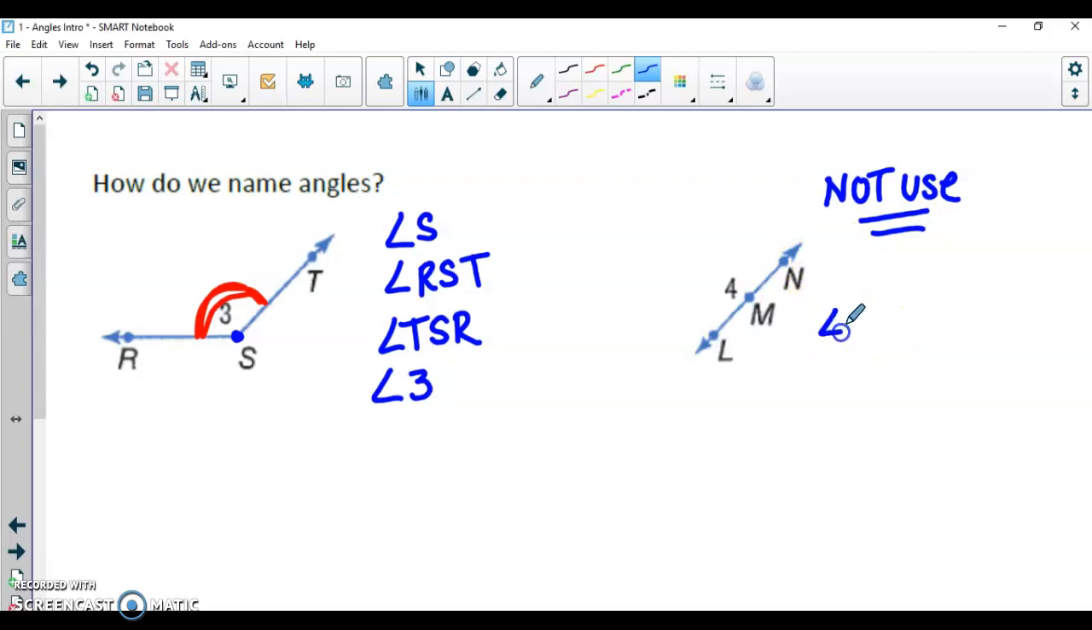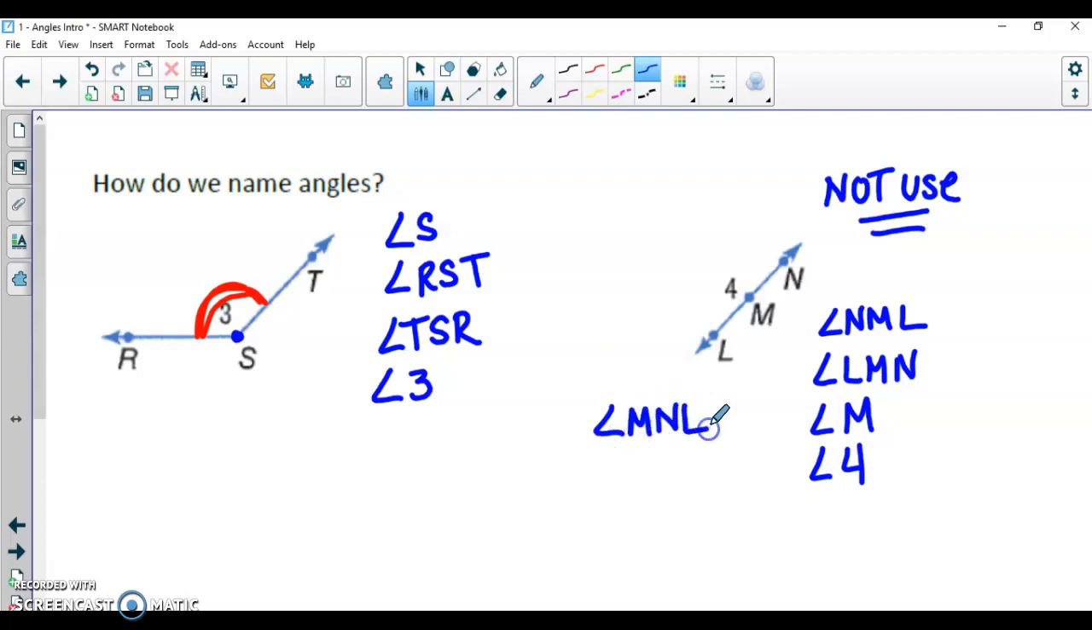So we could use angle NML. We could use angle LMN. We could use angle M. We could use angle 4, but the one that we could not use would be angle MNL, okay, because that one does not go in order.